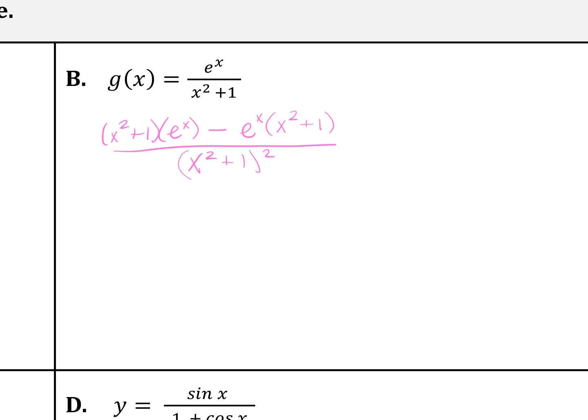Wait, is it the top times the derivative of the bottom? Yes. Thank you. There we go.